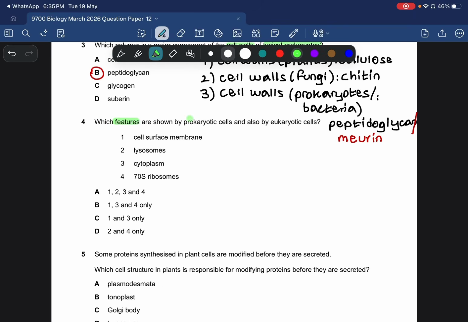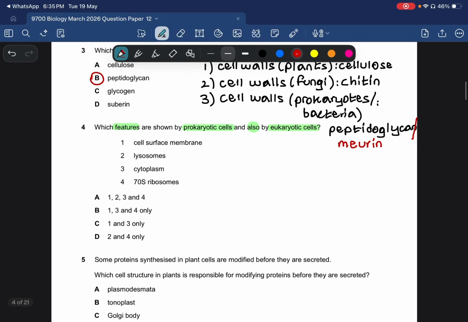Question 4. Which features are shown by prokaryotic cells and also by eukaryotic cells? Do prokaryotic cells have a cytoplasm? Of course they do. Think of a bacterial cell. The best example of prokaryotes you can remember is bacteria. And the best example for eukaryotic you can remember are actually two. That's animal cells and plant cells.